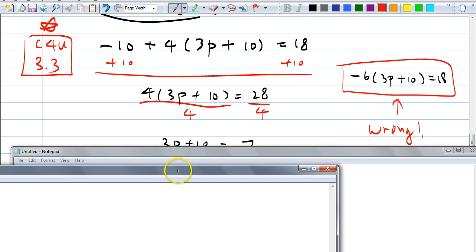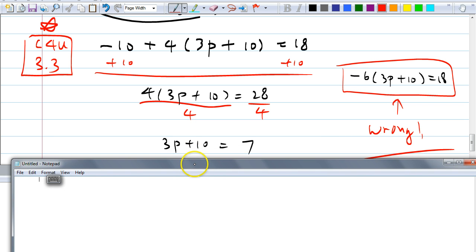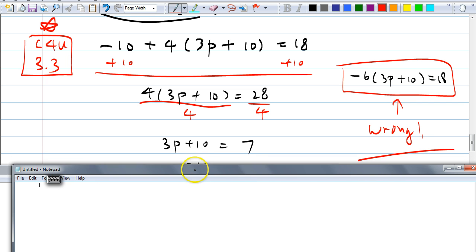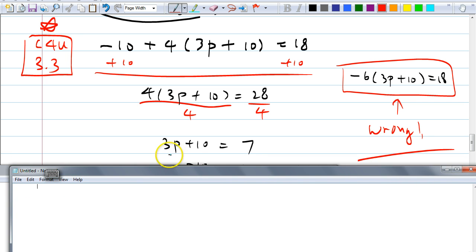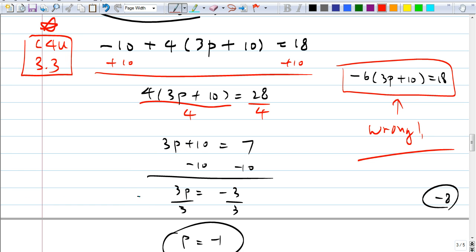Then you get 3p plus 10 equals 7. Then you, of course, subtract 10 again and divide by 3. You get negative 1 as the answer. Is this the only way? No, you could have actually distributed it. That's fine. But you have to have the right answer as negative 1. But isn't this easier? Yes? Kind of undoing what they did, right, in the opposite order. It's sort of like a box.